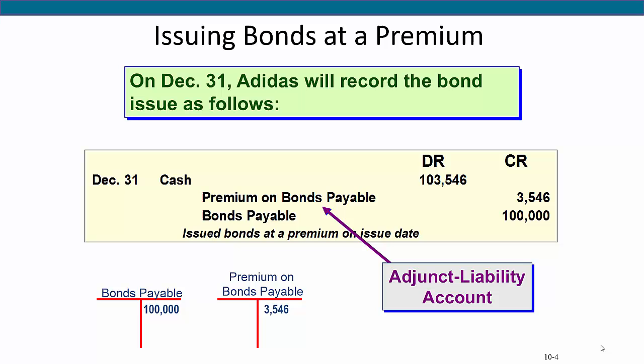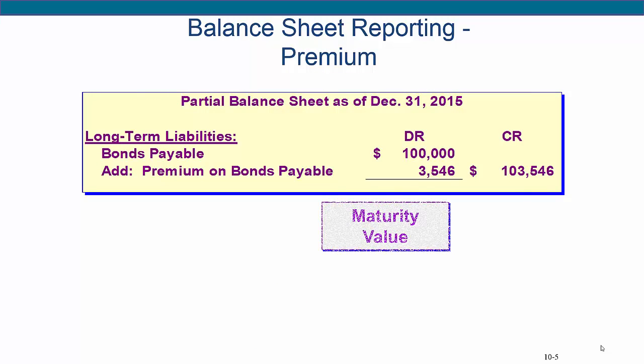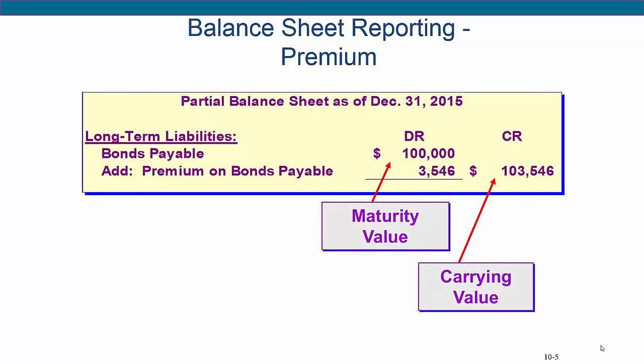Pause for a moment and write what you think in your notes. The carrying value of the bonds is $103,546. On the balance sheet, the premium account is added to the par value of the bonds to arrive at the current carrying value of the bonds. A good way to remember the number is to see that the carrying value of the bonds at the issue date is equal to the cash received at issue. Now, this is only true at the date of issue. As the bond premium is amortized, the carrying value decreases to the par value.